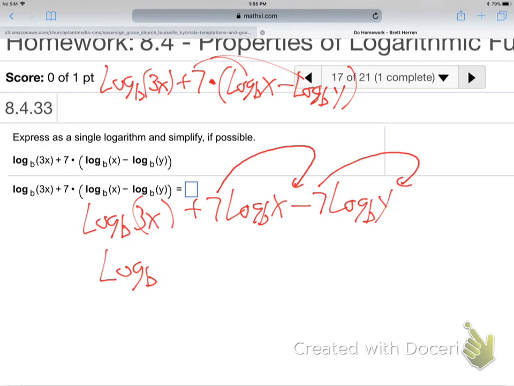And that's property 3, right? Property 3 says you can go from the front to the power, or vice versa, anytime you want. Everybody see this? Property 3 says you can be power, go front, or front, back to power. That makes sense? Now, why do I want to go this way? Well, because I have to get stuff out of the front so I can put them all into one log. Okay, so now we've got 3x times x to the 7th over y to the 7th.